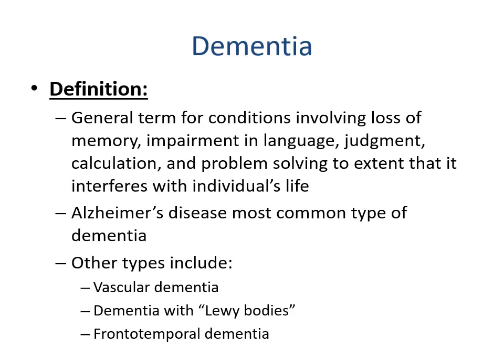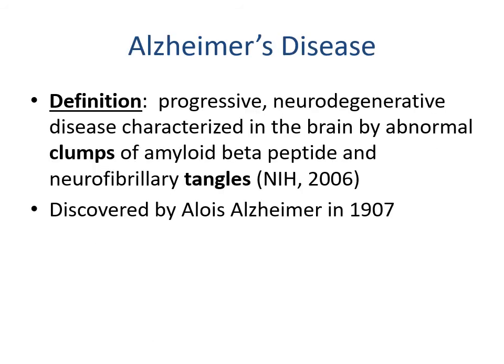All right, so we'll move into dementia. It's a general term for conditions involving loss of memory, impairment in language, judgment, calculation, and problem solving to the extent that it interferes with an individual's life. Alzheimer's disease is the most common type of dementia, but other types include vascular dementia, dementia with Lewy bodies, and frontotemporal dementia. Alzheimer's disease is a progressive neurodegenerative disease characterized in the brain by abnormal clumps of amyloid beta peptide and neurofibrillary tangles. It was discovered by Alois Alzheimer in 1907.